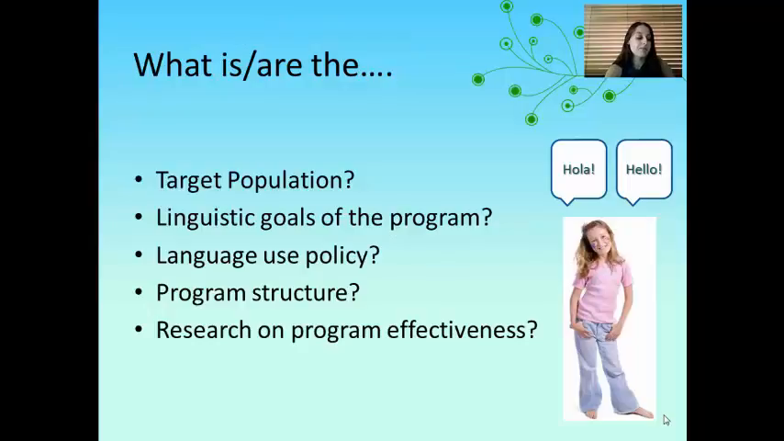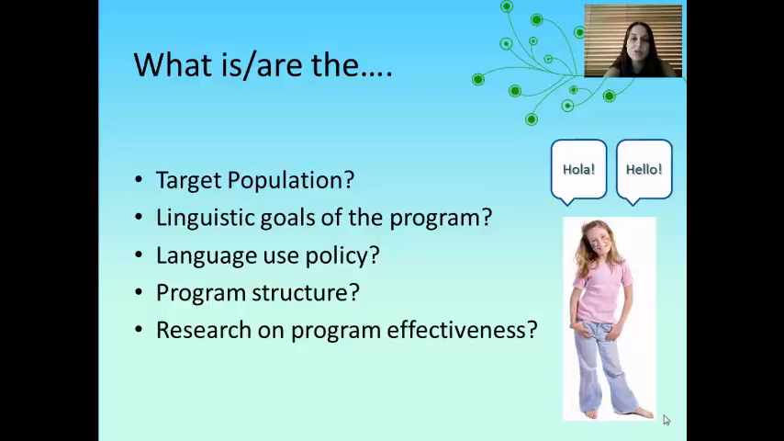And I also want to point out that by delineating programs in this way, it also helps us to determine which are the most effective programs for ELLs according to one's goals, and also which are the most appropriate programs for a particular school or community. Because as we know, communities can be different around the country.